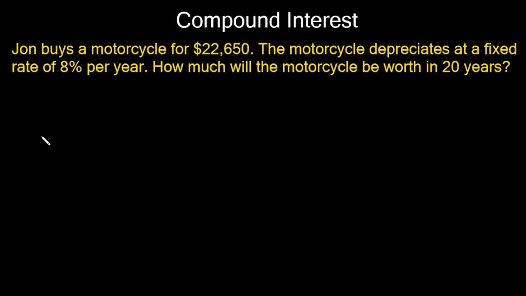So here's our next example. This one says John buys a motorcycle for $22,650. The motorcycle depreciates at a fixed rate of 8% per year. How much will the motorcycle be worth in 20 years? Now, the key word here is depreciates. We're going to be using compound interest, not continuous, because they don't say anywhere in here continuously or continuous.